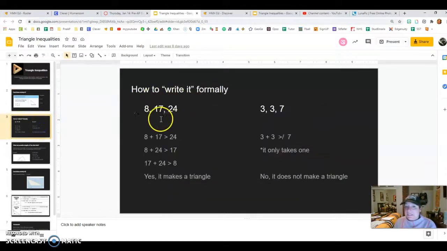So if I look at the next slide, here are two more examples, and this is how you actually write it, okay? So you're actually going to show that any two of the sides is bigger than the third, okay? So you're going to do 8 plus 17, that's bigger than 24. 8 plus 24, that's greater than 17. And then 17 and 24, that's greater than 8. So you actually have to write all of this down, okay? 3 plus 3 is not greater than 7, and it only takes one set to say that, no, it's not a triangle, okay?